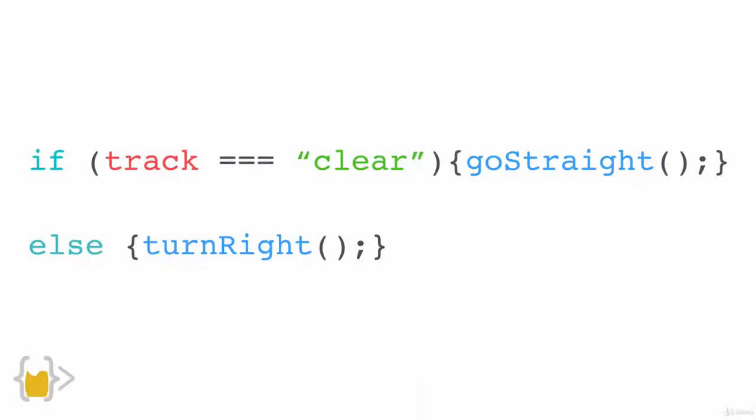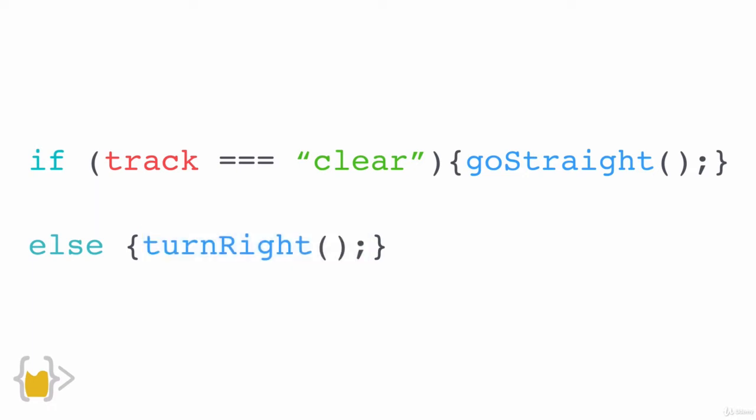Now, this is how we might express our little track scenario in code. We have the keyword if, and then we have some parentheses. And inside the parentheses are some conditions. So if the track is equal to clear, then we take the flow of the code into the curly braces straight after, and then we run the function go straight. However, if that condition is not true, i.e. track does not equal clear, then the code flows to the else statement, and we run the function turn right instead.